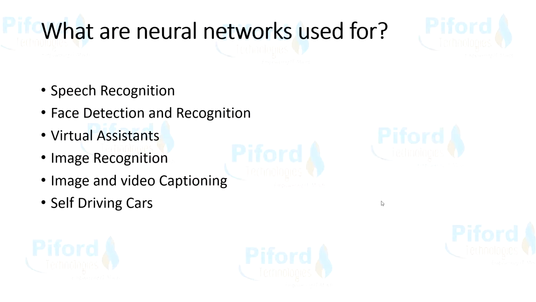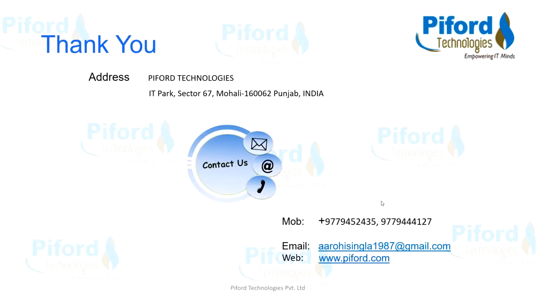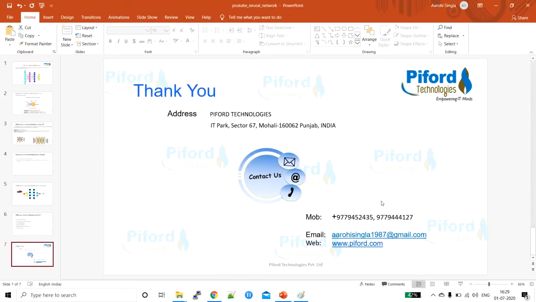Now, where can we use neural networks? Neural networks are being used in speech recognition. We can use neural networks for face detection and recognition, and virtual assistants like Amazon Alexa, Google Assistant and Apple Siri, right? There are lots of virtual assistants. Image recognition, and image and video captioning is a very good example. Self-driving cars are there. So we can use neural networks in different areas. So this is what neural networks are all about.